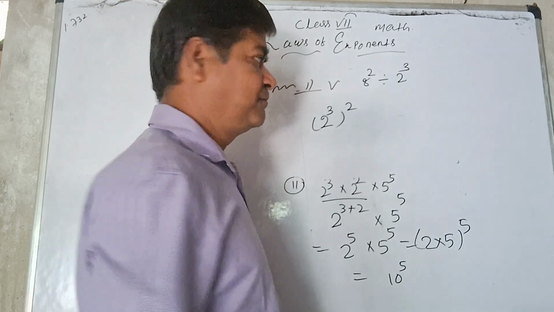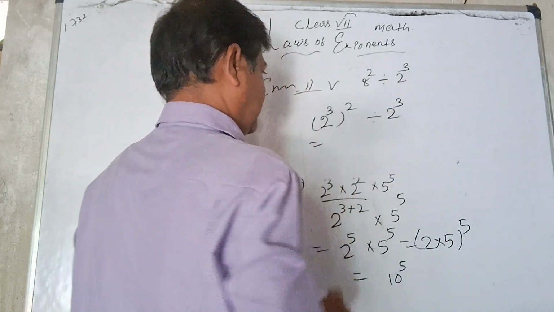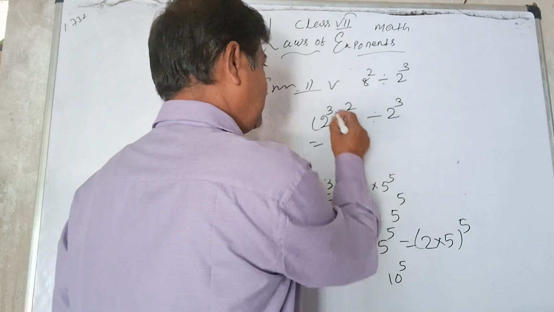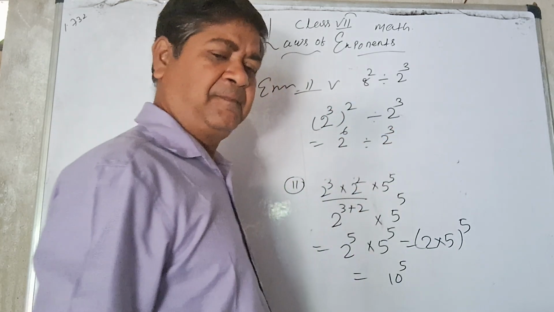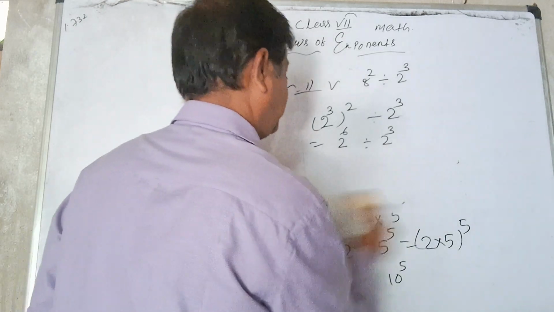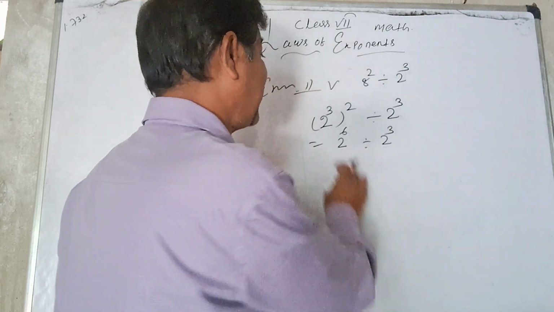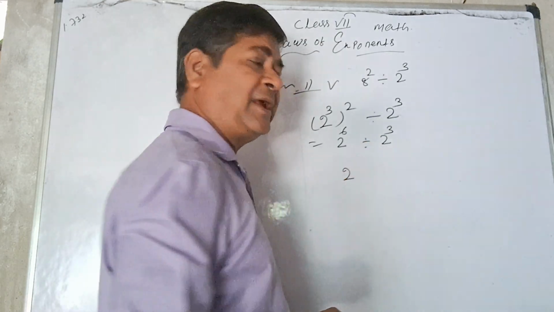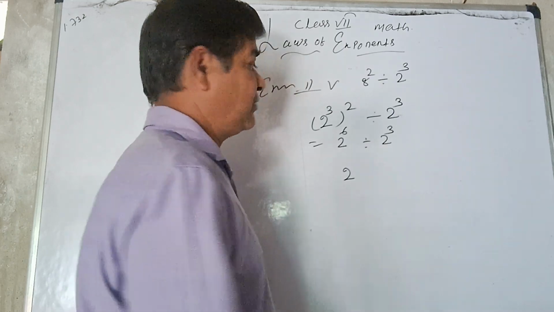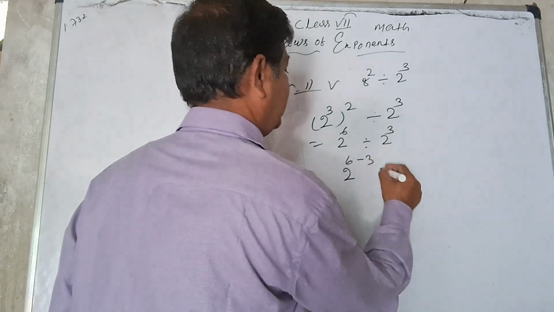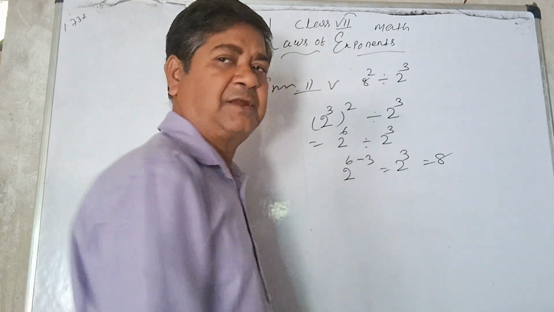Whole power 2, divide 2 to the power 3. This answer will be 2 to the power 3 into 2, which is 2 to the power 6, divide 2 to the power 3. Here it is division, so subtract the exponent powers. Same base in division, power subtract: 2 to the power 6 minus 3. The answer will be 2 to the power 3. Or you can write the exponential form as 2 to the power 3.